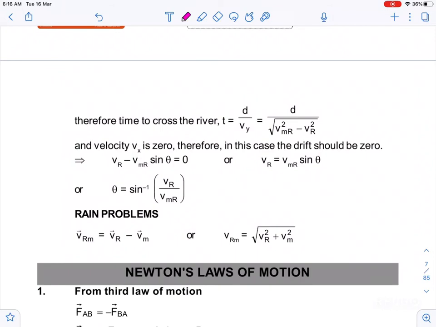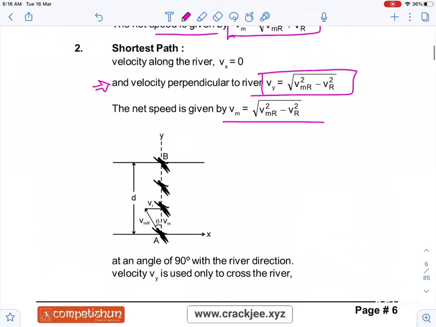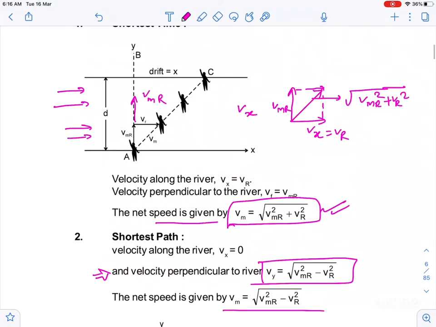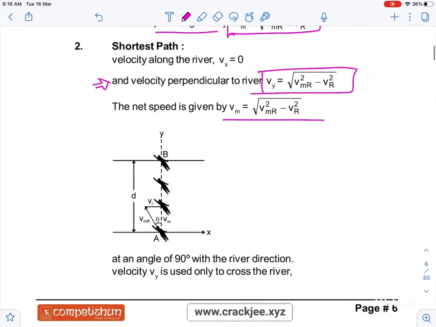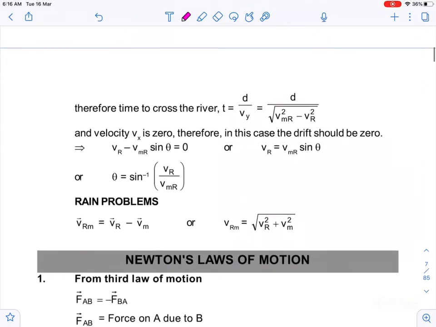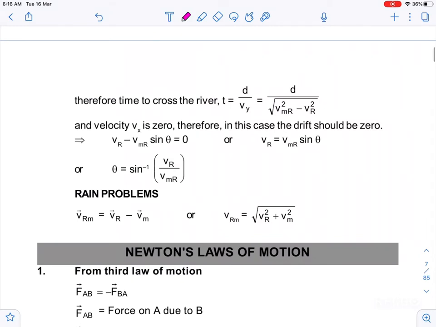And time to cross the river is what? Time to cross the river is the velocity along the y-axis, which is actually this velocity you will take, and the distance, the width of the river d, upon this velocity. So this velocity is vmr, which you can write in terms of this thing. So you can calculate this velocity y they have written. So all these things you have to calculate, suppose time or width, depth, anything you have to calculate, using this formula.